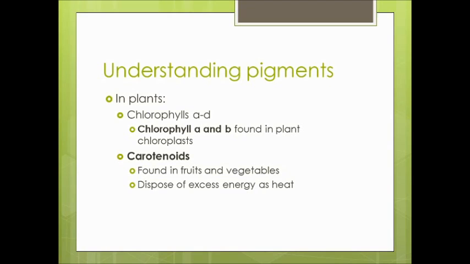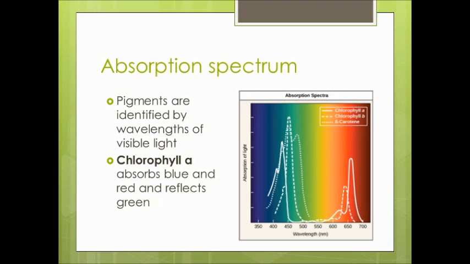So in plants, we have some different types of pigments. We already talked about chlorophyll, but there are multiple types of chlorophyll, A through D. Chlorophylls A and B are found within our plant chloroplasts. There's also carotenoids, which are found in fruits and vegetables, and they're really good at disposing excess energy as heat.